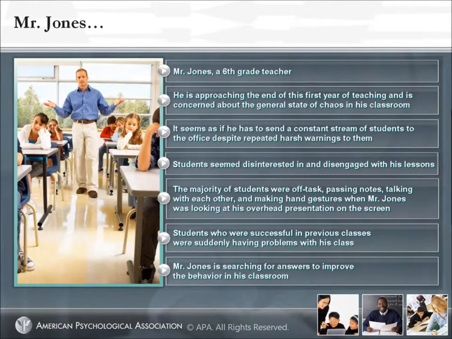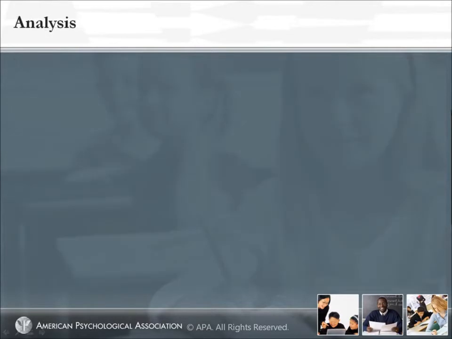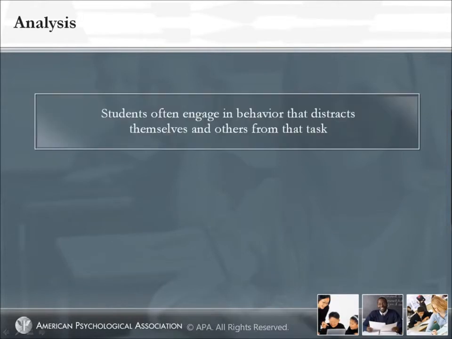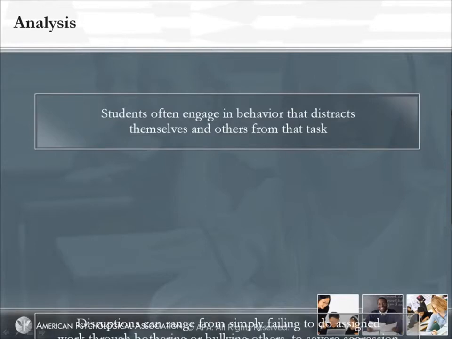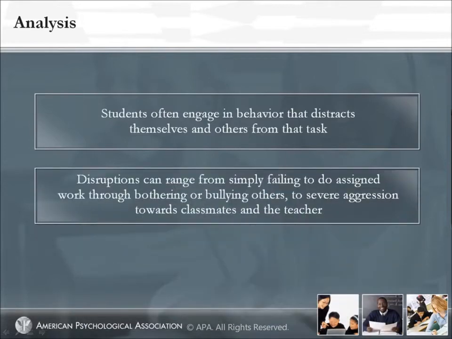Analysis. Although the goal of teaching is to establish an environment in which children can learn, as the two scenarios have shown, students often engage in behavior that distracts themselves and others from that task. Mild or serious disruptions can range from simply failing to do assigned work through bothering or bullying others to severe aggression towards classmates and the teacher.